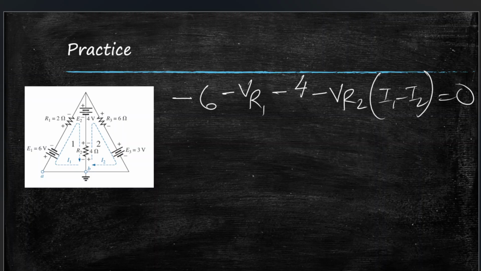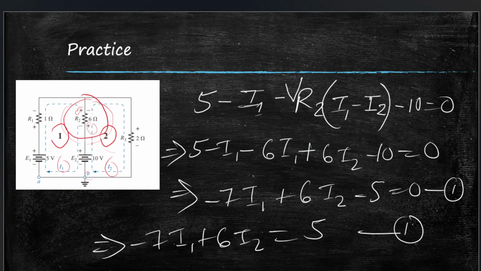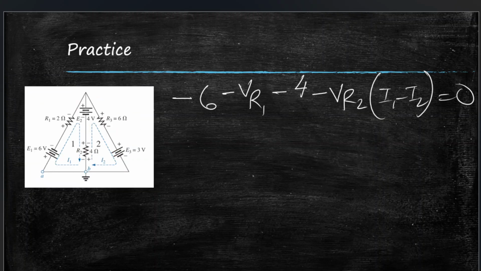All the steps are the same. It's the same question, just different values, and the shape looks different. This was a square and this is a triangle, but that does not matter, because if you notice, the components are all connected in the same ways, so it's all the same.